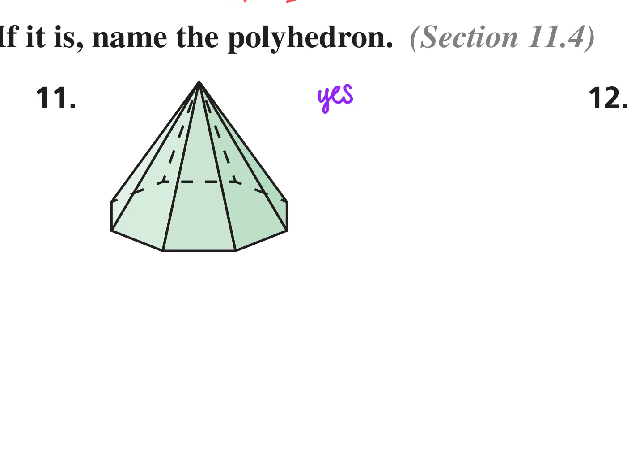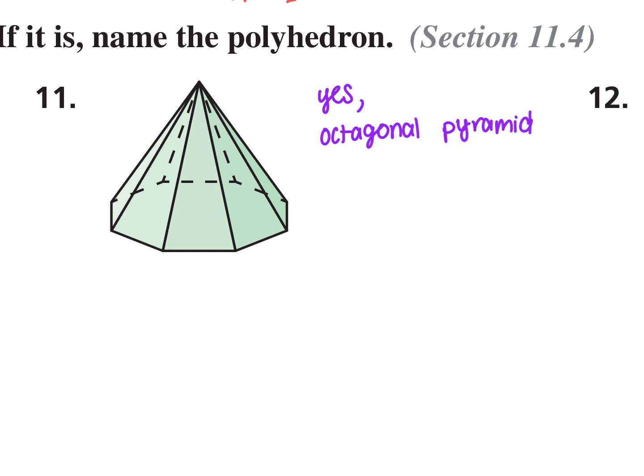Octagonal what? Pyramid. This is a pyramid, not a prism. Remember, pyramids have a pointy top. You cannot flip them upside down on their base. If you were to flip it, it's going to fall over. Pyramid has that pointy top where all your sides meet at a vertex. So this is an octagonal pyramid.